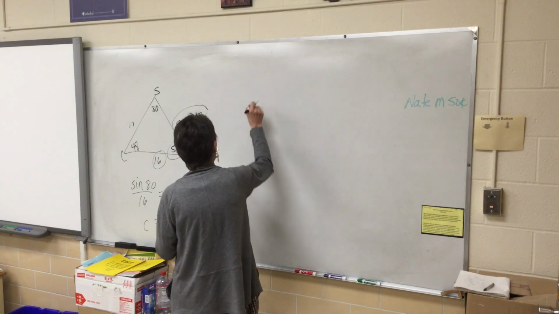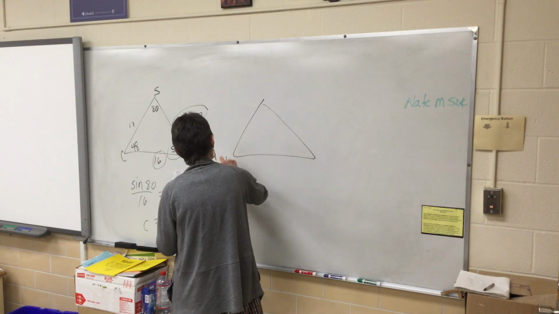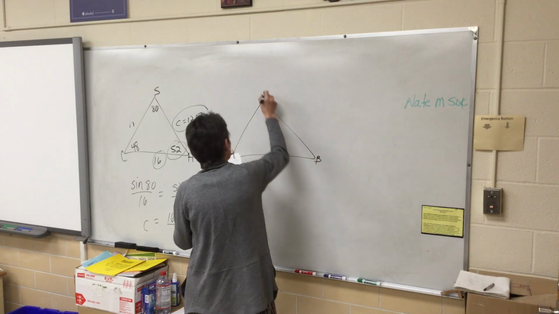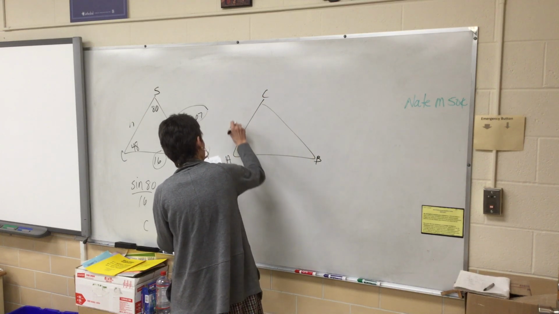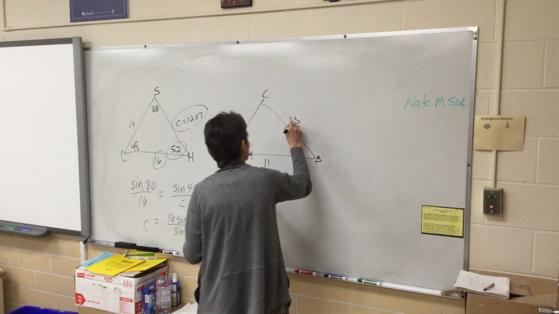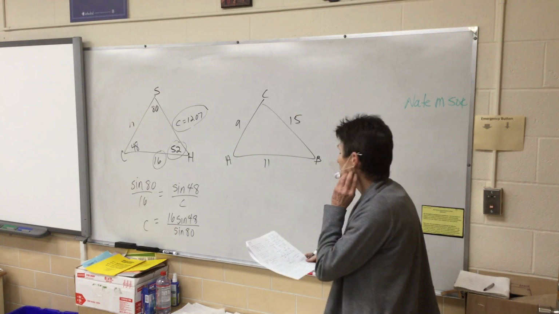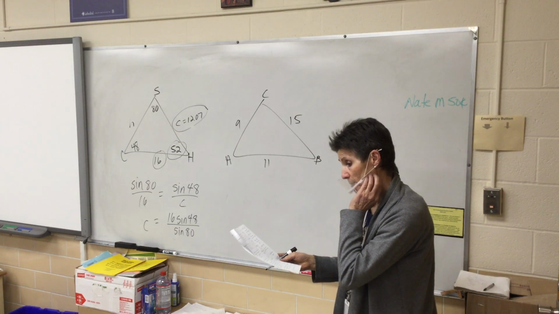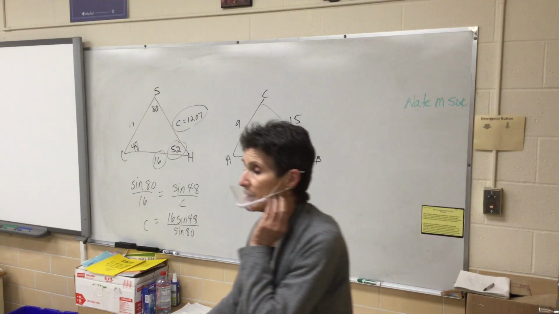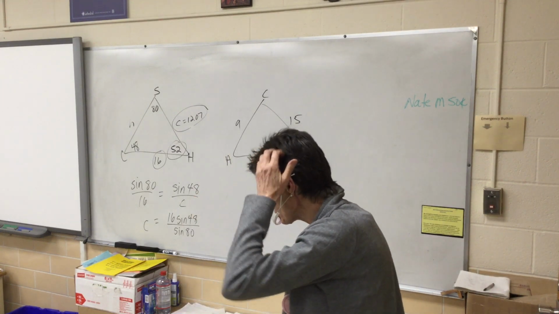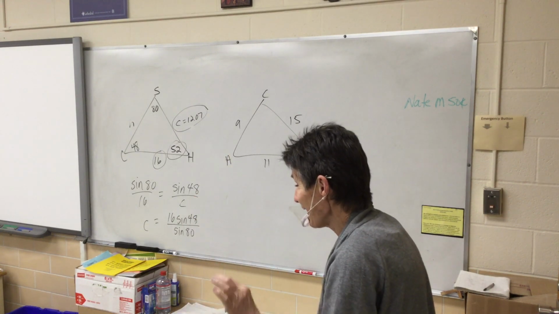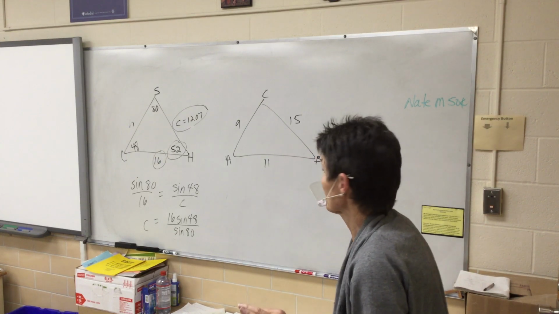Number 4 says, find the largest angle of a triangle whose sides are 9, 11, and 15. I just made up the A, B, and C. It's not part of the problem, but just so we can talk about it. My directions are specific. Find the largest angle.